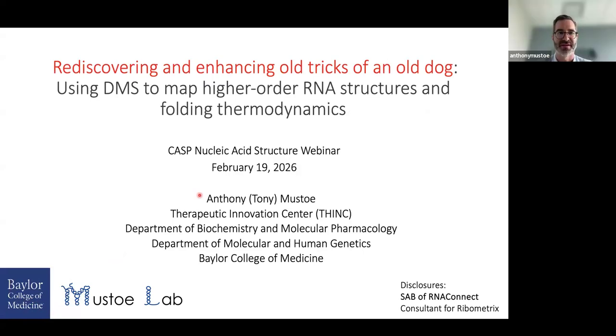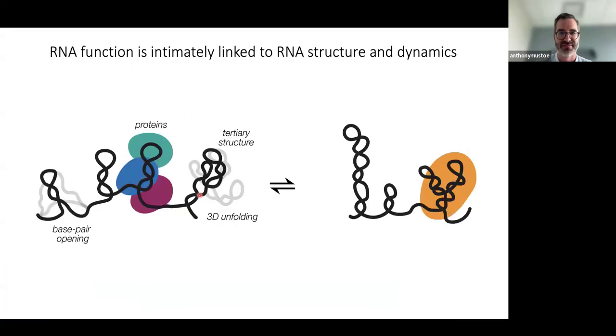It is probably better to title it Rediscovering and Enhancing Old Tricks of an Old Dog. So DMS is a classic chemical probe, and we're doing things that people did with DMS many, many years ago, but have, I guess, been forgotten, or because they were difficult. I'll try to touch a little bit on that history.